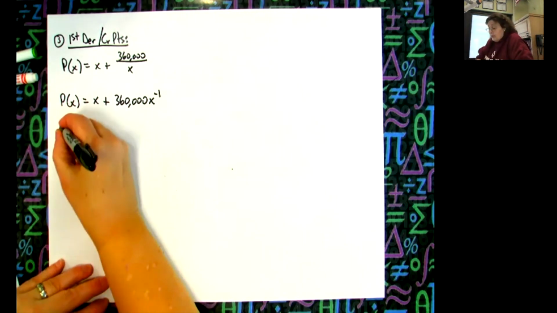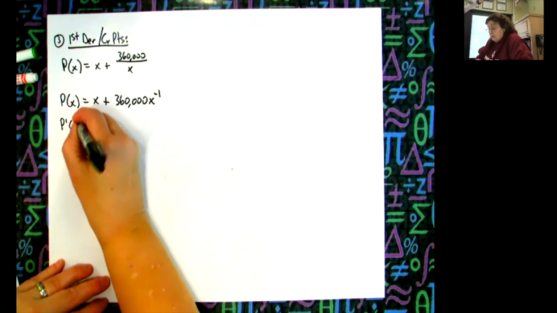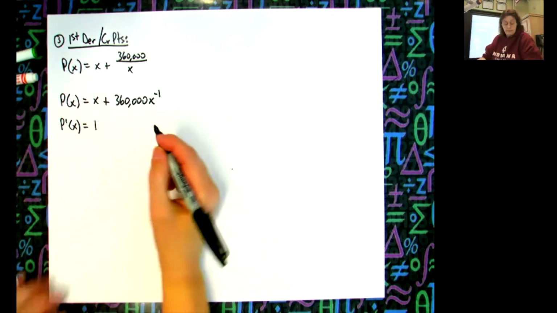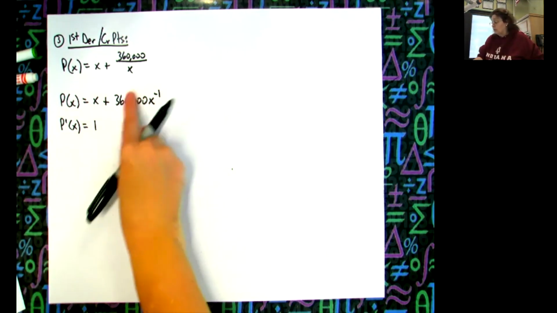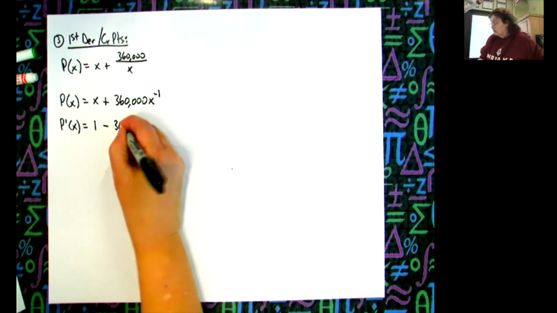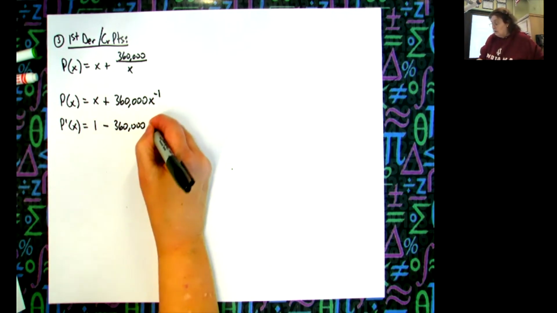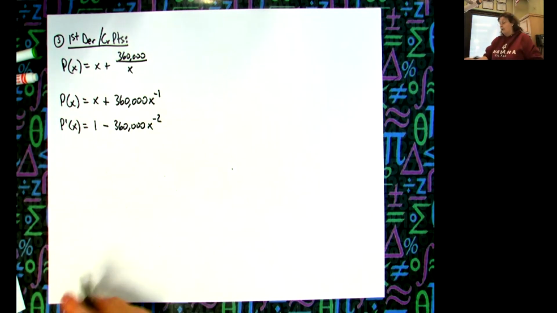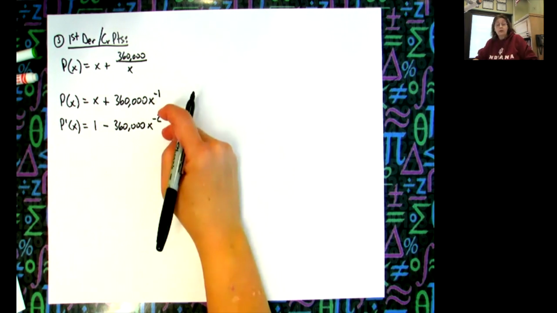Now we're going to take our derivative here. The derivative of x is going to be 1. Derivative here, pull that down, just a nice little power rule. So it's going to be minus 360,000 x to the negative 2. Pretty simple there. Now, what do we do in our next step? After we calculate that derivative, we set it equal to 0 to find the critical points.